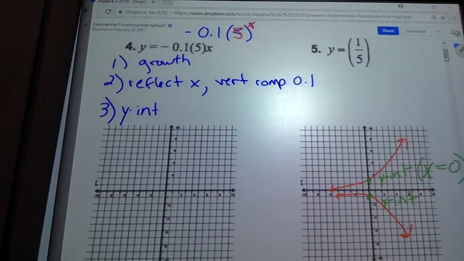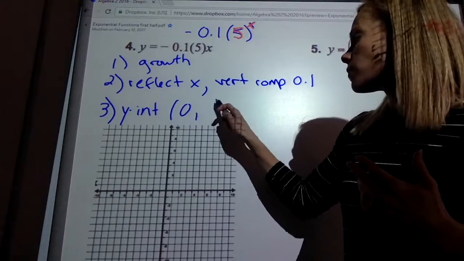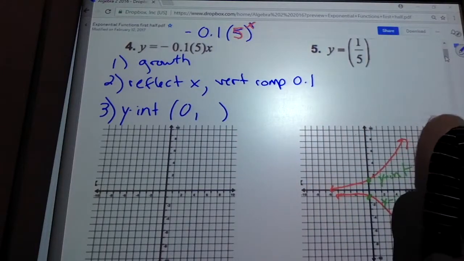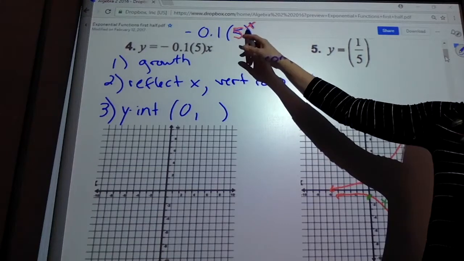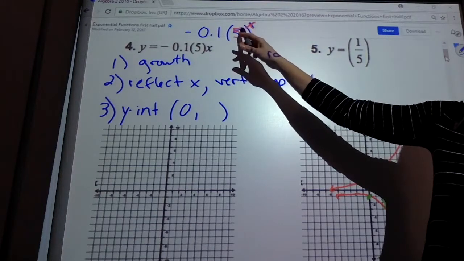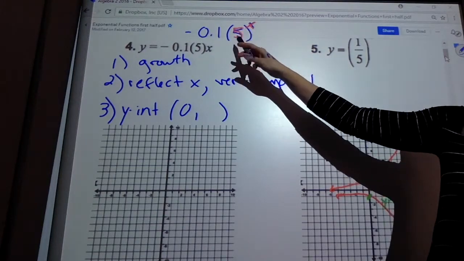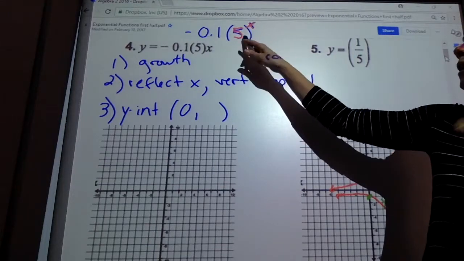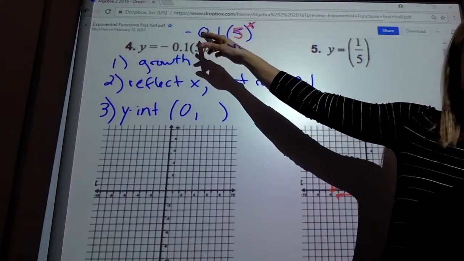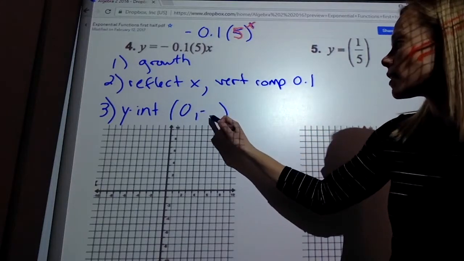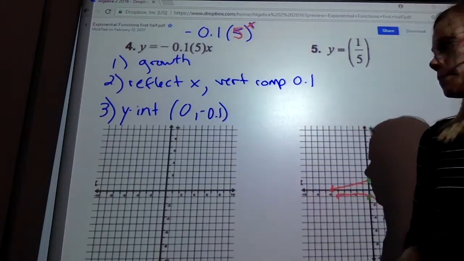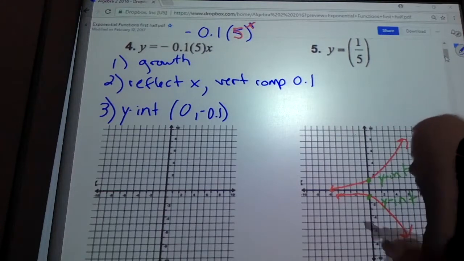So to find the y-intercept, I'm going to put 0 in for x and solve it. Mental math: 5 to the 0 power is 1. Anything to a 0 power is 1. So 5 to the 0 power is 1. 1 times negative 1/10 is negative 1/10. So I'd have negative 0.1. And then I can graph.